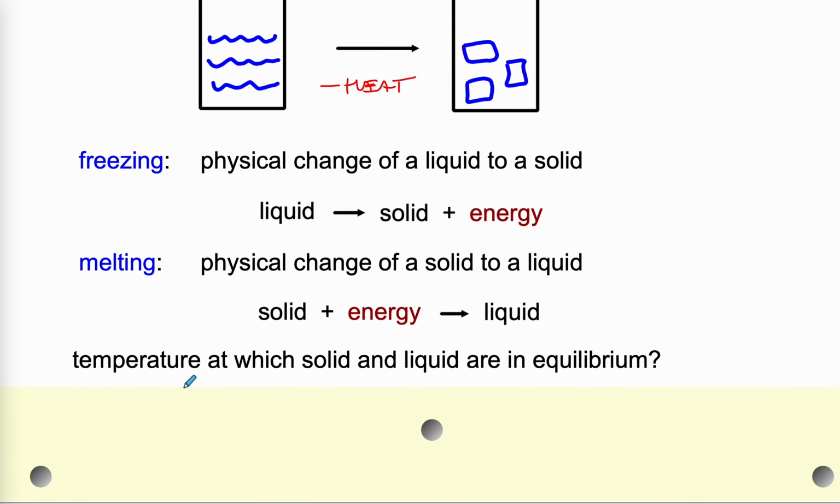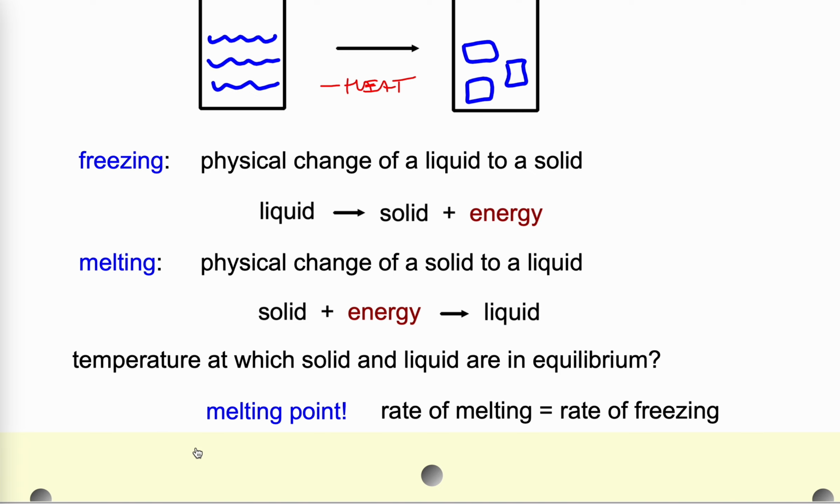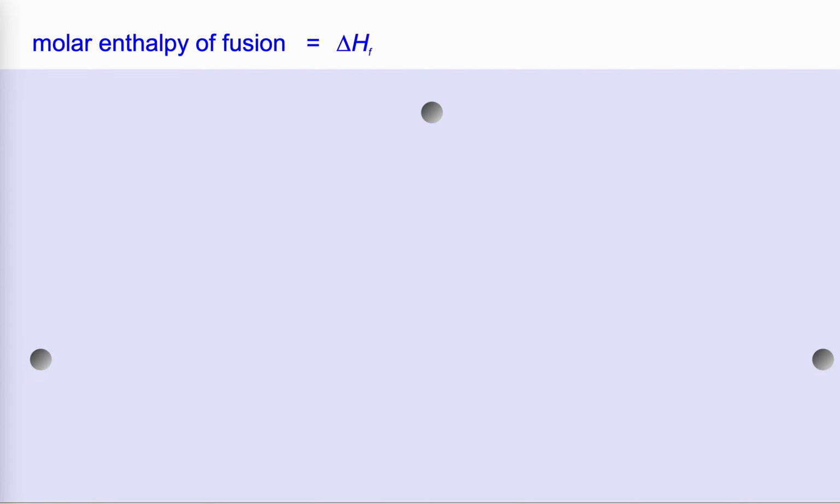What do we call the temperature at which they're in equilibrium? That would be called the melting point. The melting point is defined as the temperature at which the rate of melting is equal to the rate of freezing, and of course the freezing point is the same thing.